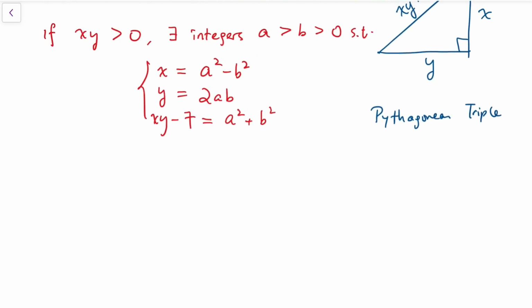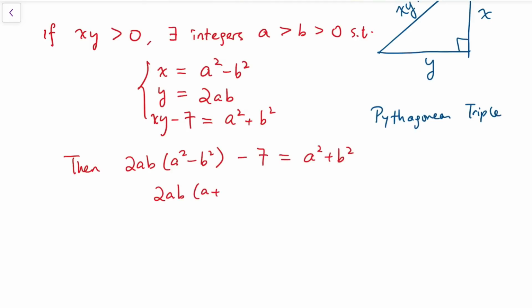So I can put the equations on x and y into the last equation, and we have 2ab times a squared minus b squared minus 7 equals a squared plus b squared. And factorizing, we have 2ab times a plus b times a minus b equals a squared plus b squared plus 7.